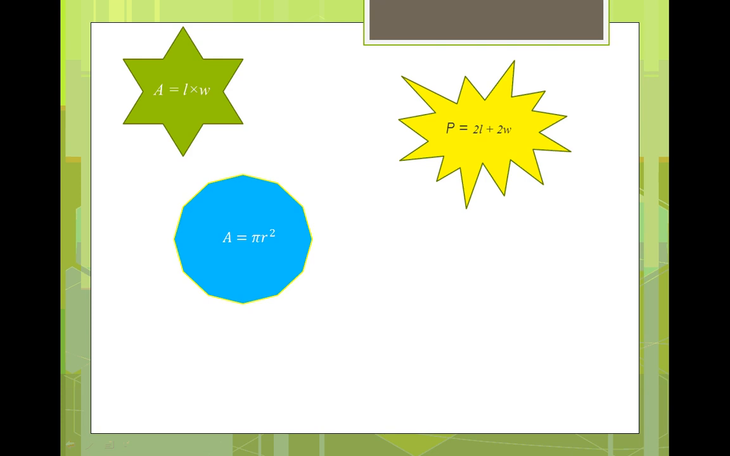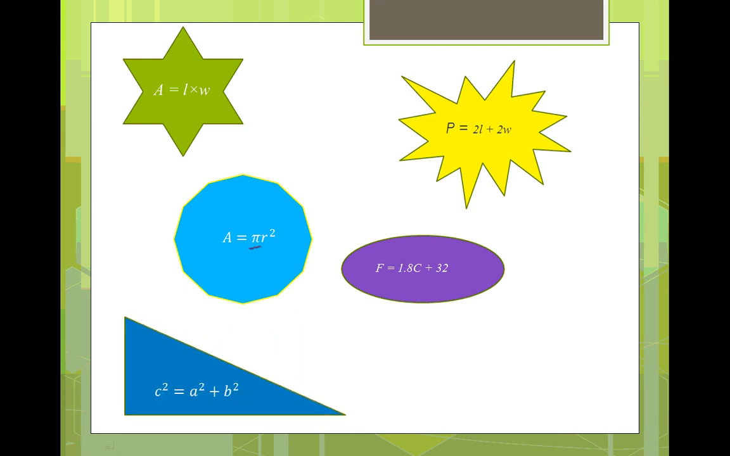We've got one that helps us find the area of a circle. In this case, there's a symbol there you may or may not have seen before, which is called pi. And we have to multiply that by r squared to find the area. This one here in purple is actually a formula which connects the temperature in Fahrenheit to the temperature in degrees Celsius. This one here you may have seen before. It's a version of Pythagoras theorem which helps us to find the long side of a right-angled triangle when we know the other two shorter sides.